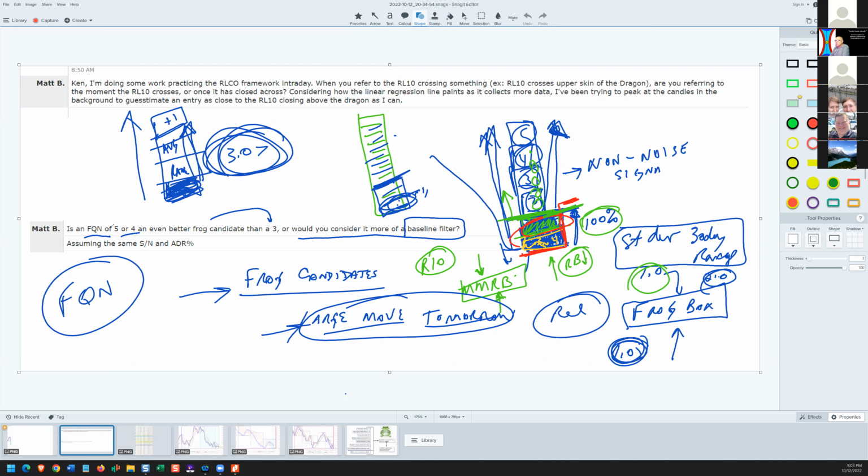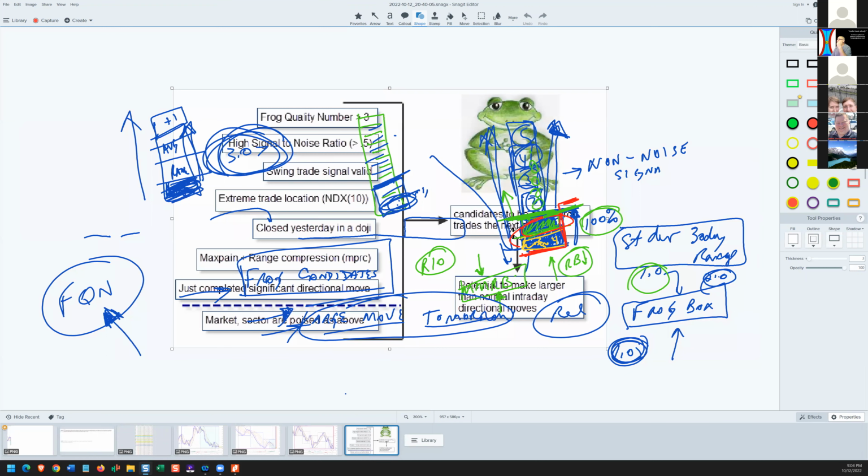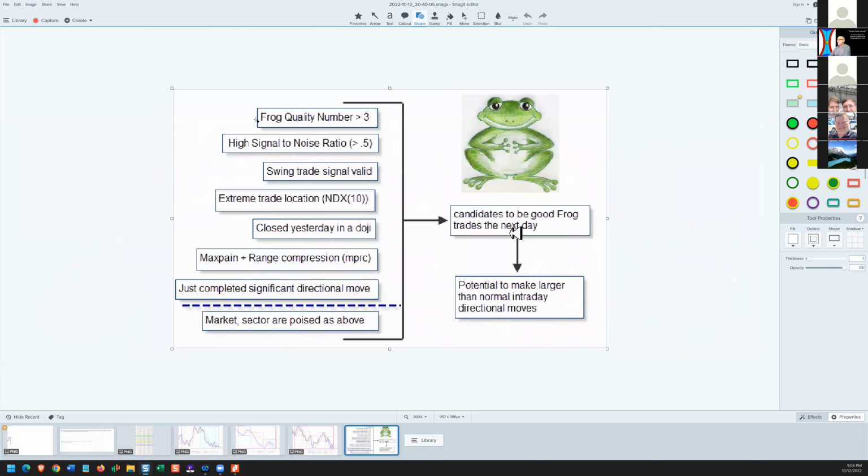But the real question that Matt's asking is, how do I find the best frog candidates? And I want to say, don't key in on the frog quality number as the thing that is differentiating. What we want are candidates that are poised to make a large move, and we know what those are. In the frog and day trading home study course, you'll see this chart and a little video on this, and I want to update it a little bit right now.